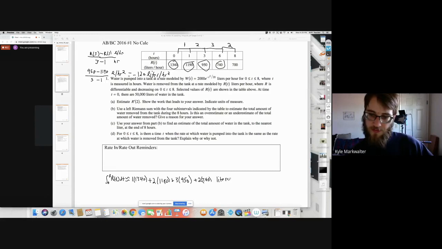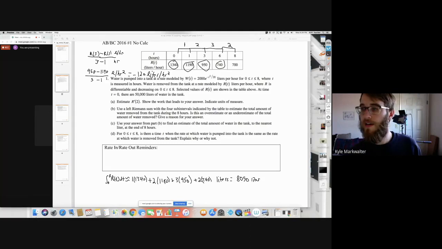If you do simplify that, you do get 8,050 liters. But there's more to this question. So that's the left Riemann sum approximation for the amount of water removed. Is this an over or underestimate of the total amount of water removed? And give a reason for your answer.